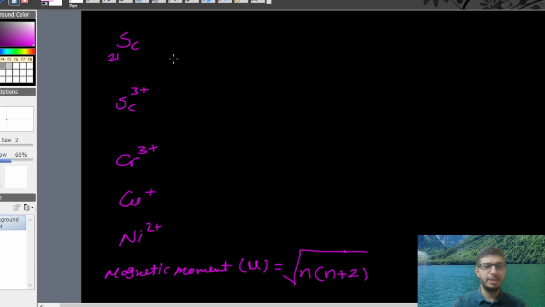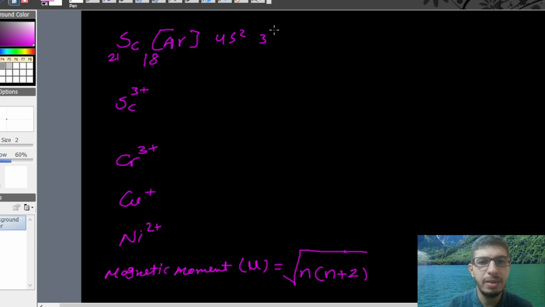We start with scandium-21. If you configure the electrons of scandium-21, we would see something like this: argon 18, then 4s2, then 3d1. You can see all of the electrons from the 1s up to 4s2 are paired electrons, right? While in the 3d sublevel, you can see only one electron. So you have only one unpaired electron.